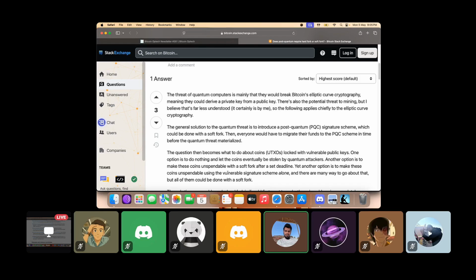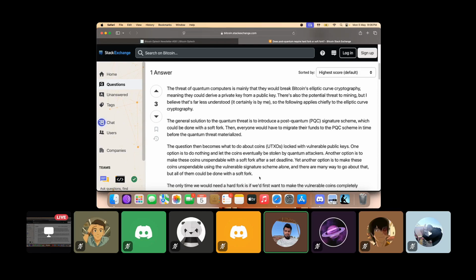If they do not upgrade by that deadline, then instead of letting those coins get in the hands of bad boys, you destroy those coins, right? So some people will claim that it's better to destroy these coins instead of allowing these coins to get in the hands of bad boys. Yet another option is to make these coins unspendable using vulnerable signature scheme alone, and there are many ways to go about that, but all of them could be done with a soft fork.